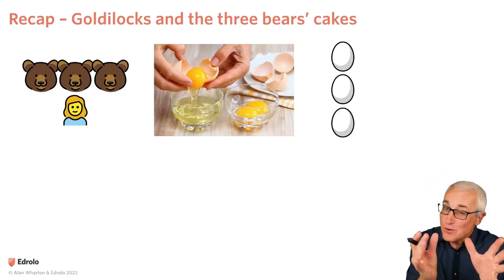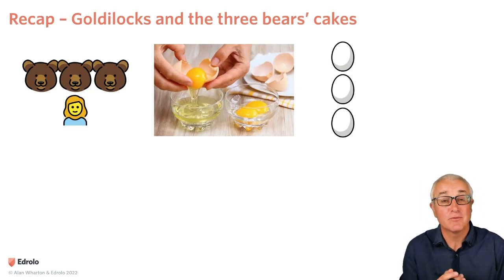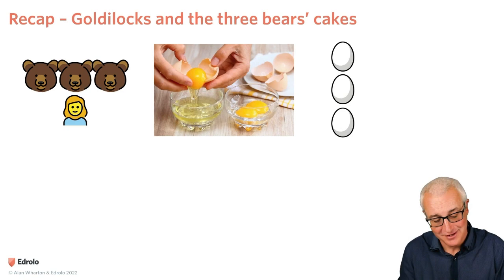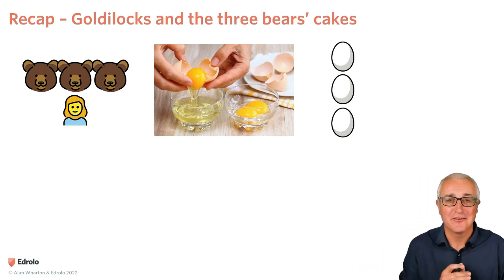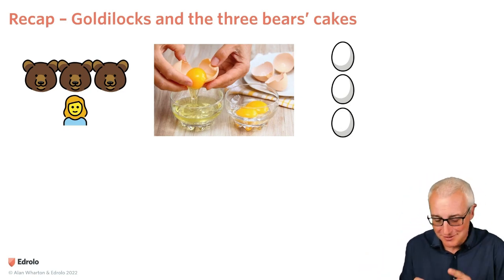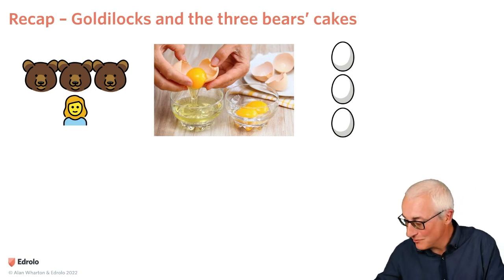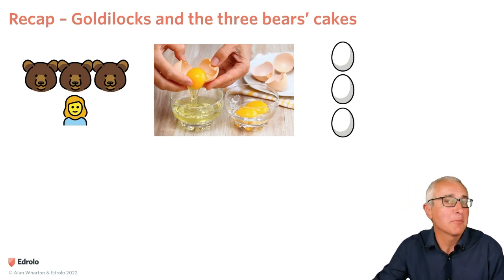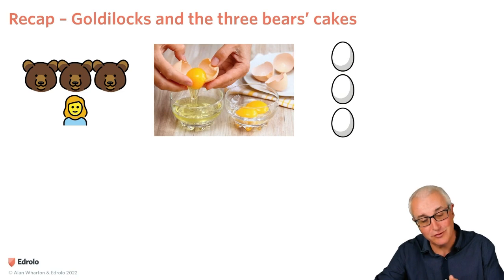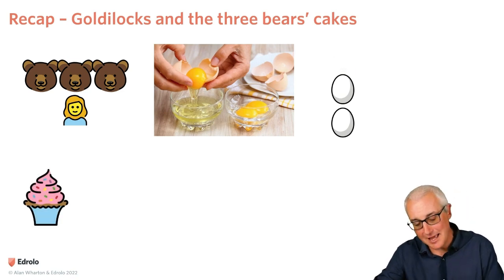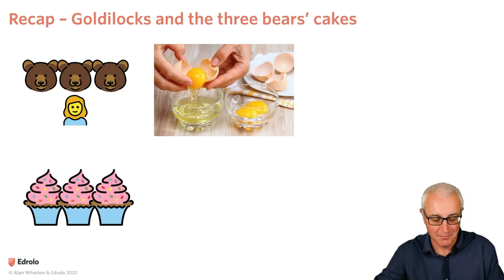Hi, now just as a quick introduction to our next topic, which is going to be waste minimization, let's have a quick recap of our Goldilocks and the Three Bears story, just to put us in the right frame of mind. So remember, Goldilocks wanted to make perfect cupcakes for her three bears. So she took the eggs and made the cupcake.